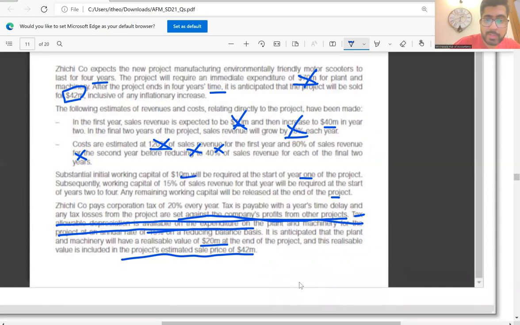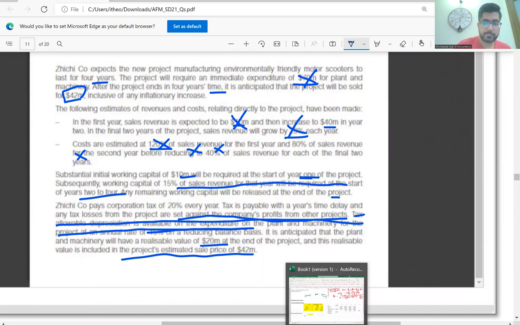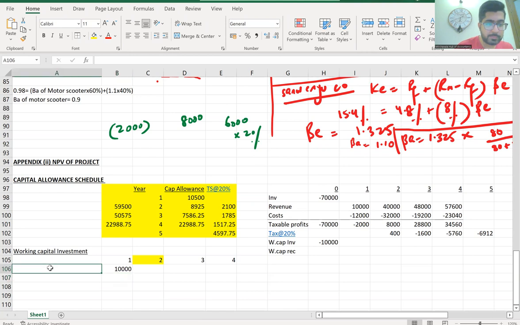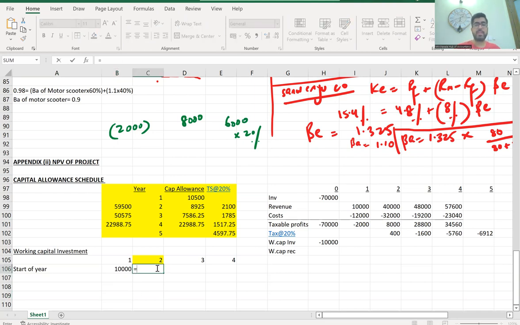10 million will be required at the start of year one. Subsequently, working capital of 15% of revenue will be required at the start of year 2 to 4. This 10 million working capital was required at the start of year one, so we recorded it in zero. And subsequently in 2 to 4, 15% of revenue.